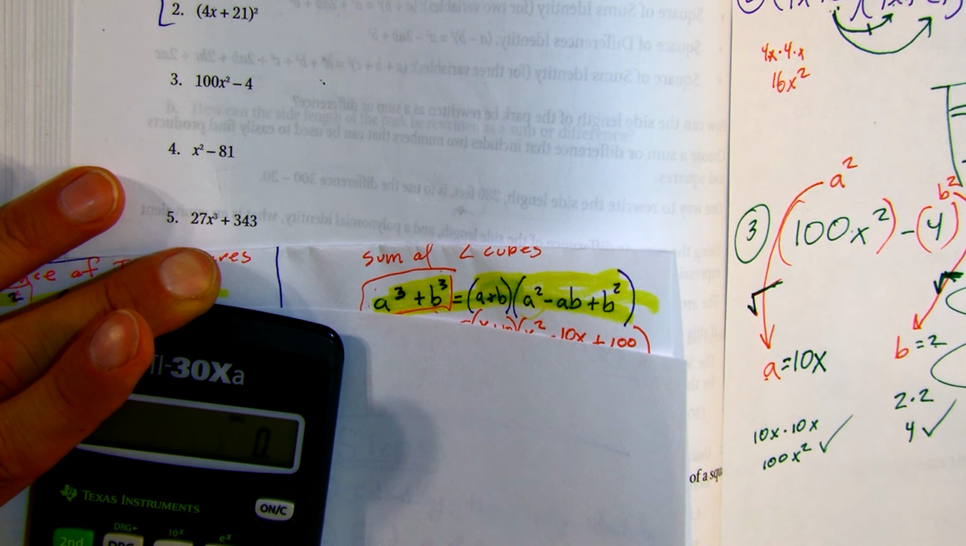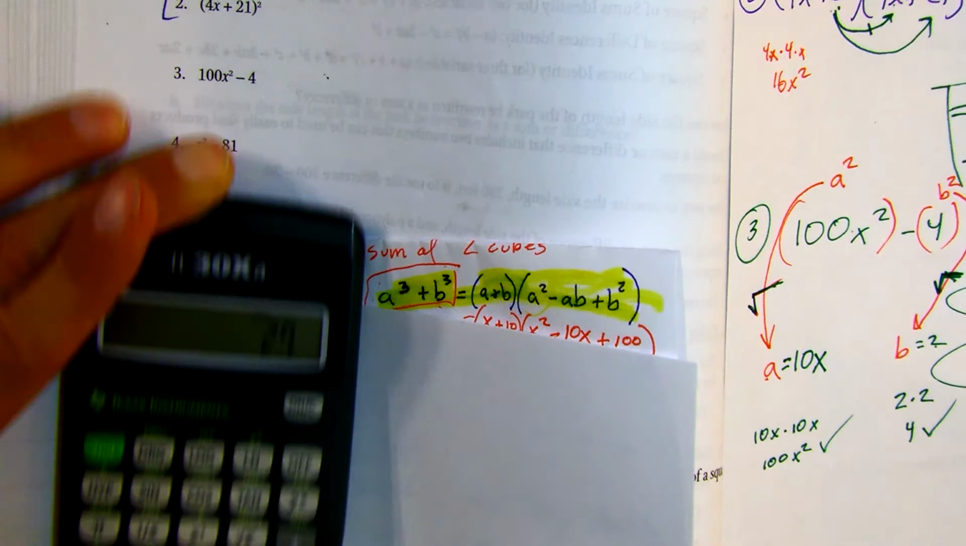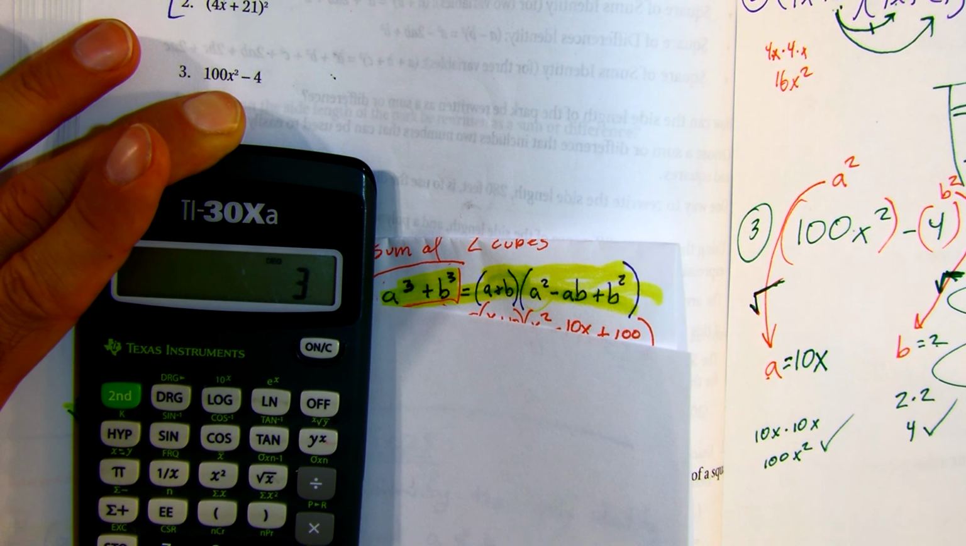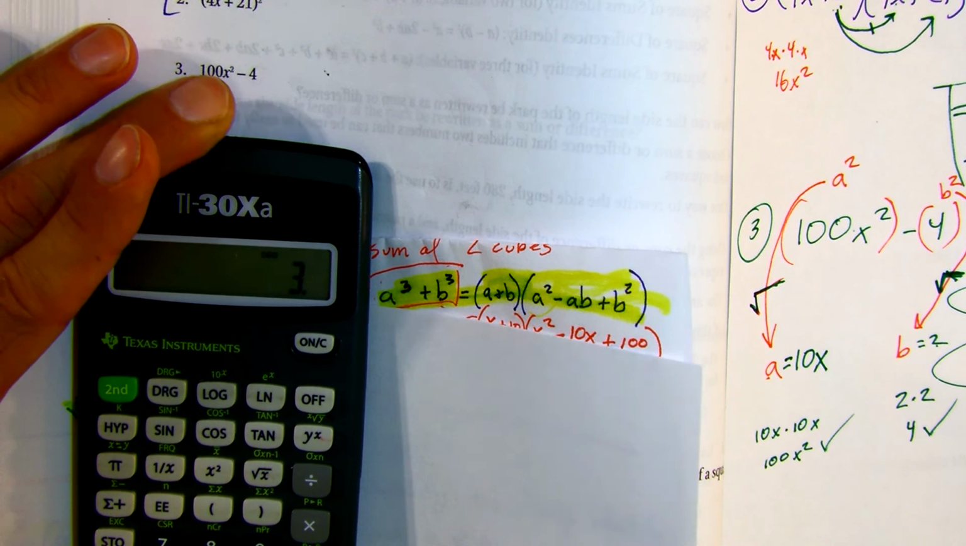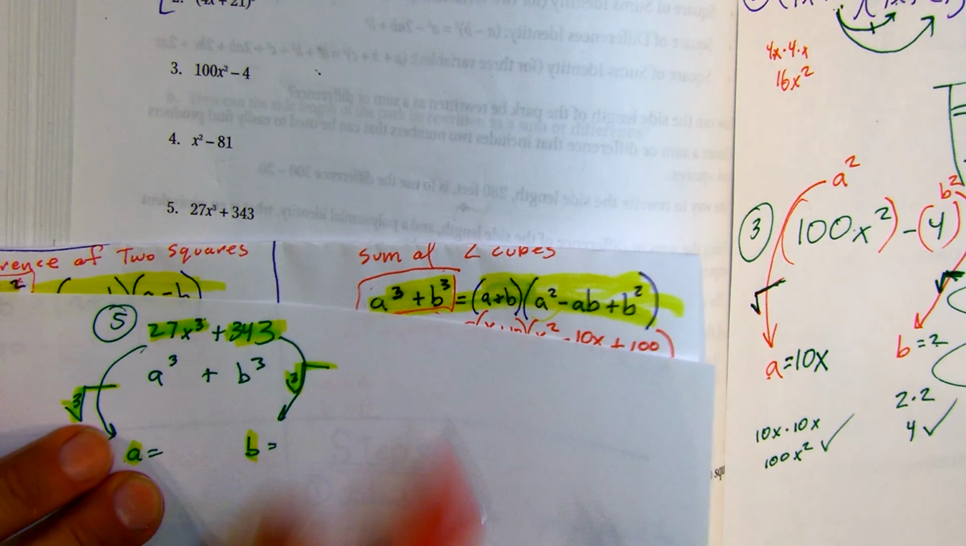You put in what's inside the radical first, 27, then cube root, 3. So look, when we take the cube root of 27, we get 3.